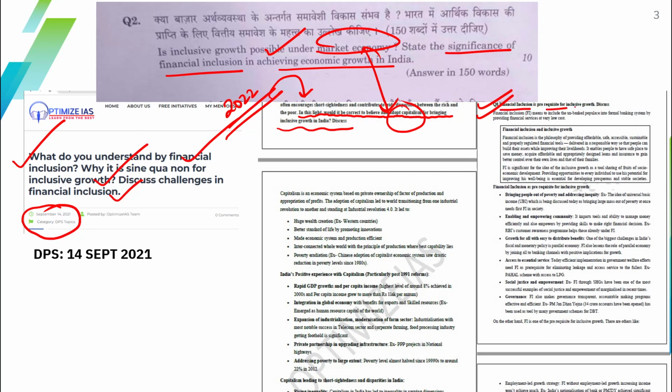Financial inclusion is a prerequisite for inclusive growth. So whenever you read inclusive growth, you have to read financial inclusion. It is also a static part of the syllabus of inclusive growth. Okay, you can see here.